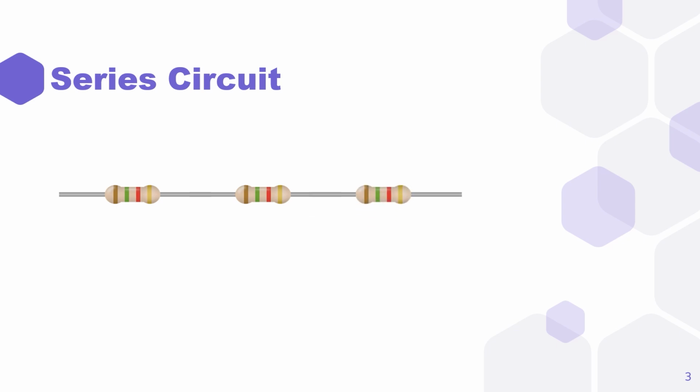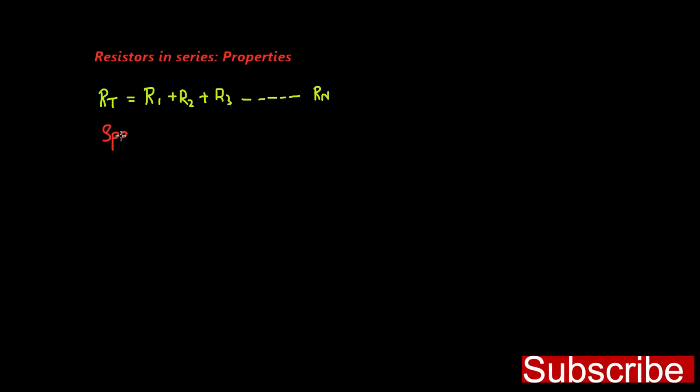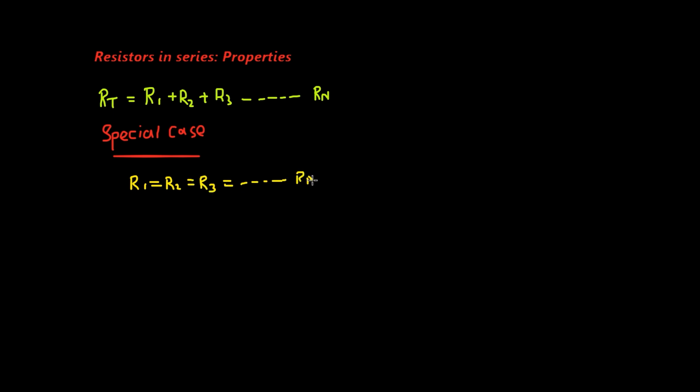Let's discuss the properties of series circuit of resistors. The first property of series circuit is that the total resistance RT is equal to the sum of all resistances. There is a special case in which we have all resistances of the same value. In this scenario, RT will be equal to N into R, where N is the total number of resistors and R is the value of single resistor.